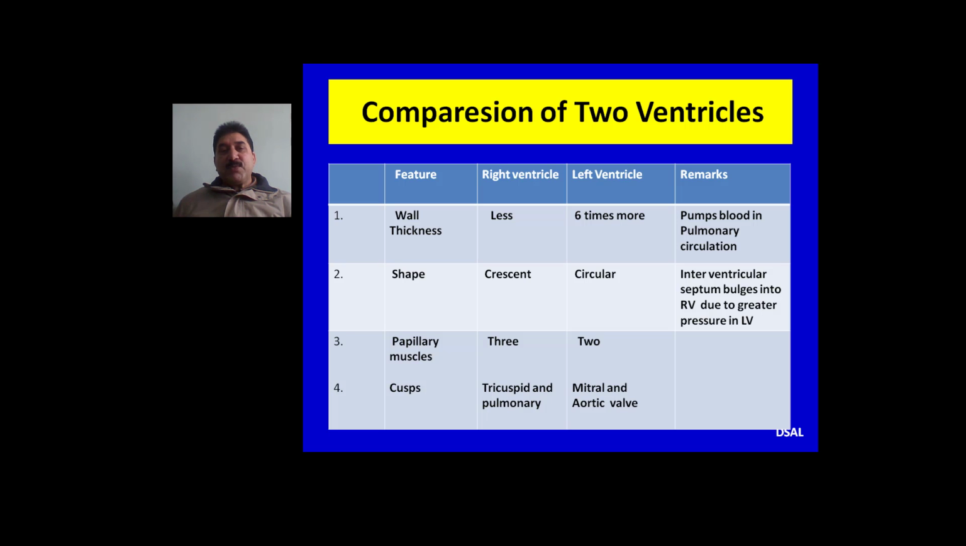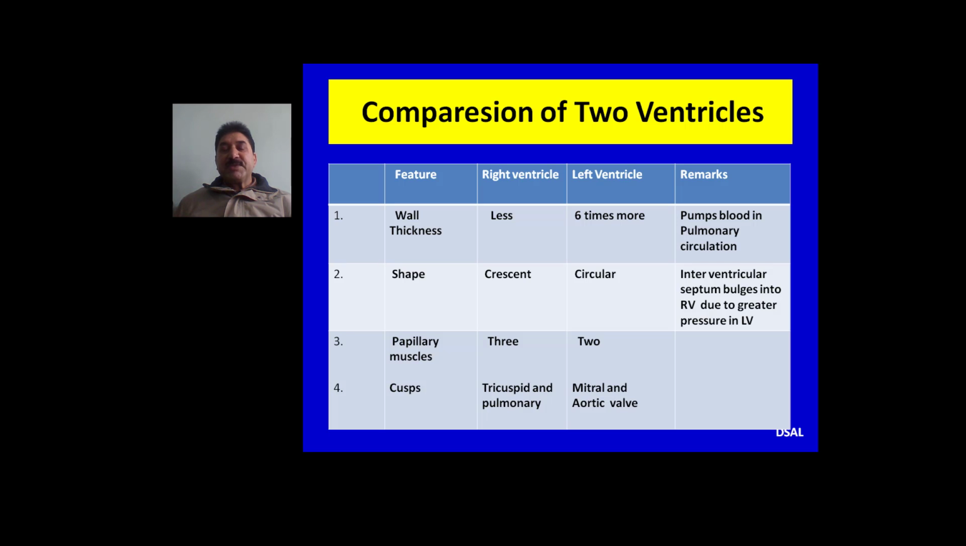Number 2, shape of two ventricles. Right ventricle is crescent shaped as compared to left ventricle which is circular in shape. Again, because of the pressure difference, interventricular septum bulges into the right ventricle due to greater pressure in the left ventricle, giving it a circular shape and crescent shape to right ventricle.